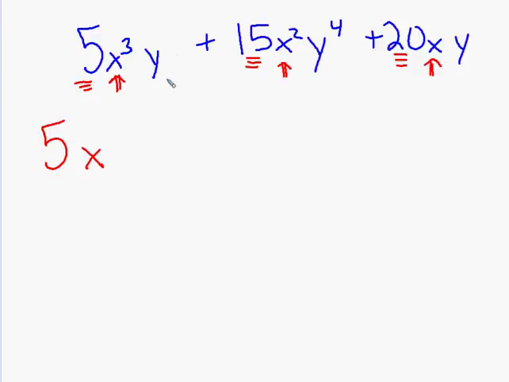All right, the next one, I look at the y's. And how many y's could I take out? 1. Just 1. Because this one has 1, that one has 4, that one has 1. So the most I could take out is 1 of them. Alright, so now this thing in front, that's my greatest common factor.